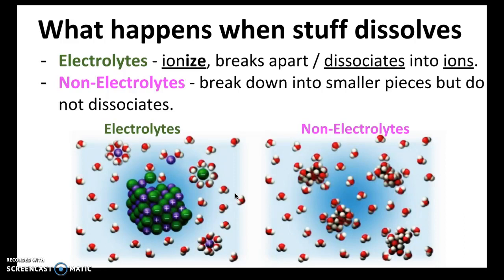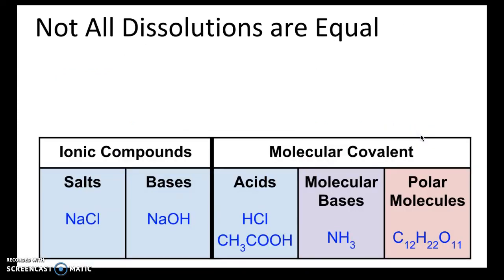We're going to continue utilizing that knowledge here, so let's just quickly recap. Electrolytes are things that ionize, or break apart, or dissociate into their ions in water. Non-electrolytes break into smaller pieces but do not dissociate. So not all dissolutions are equal. If you take something like sugar and dissolve it in water, the sugar molecules, which are all clumped together, will start to separate, but they'll still stay one whole molecule.